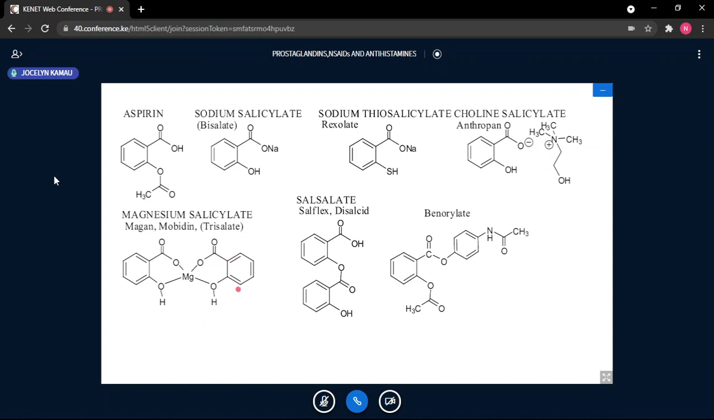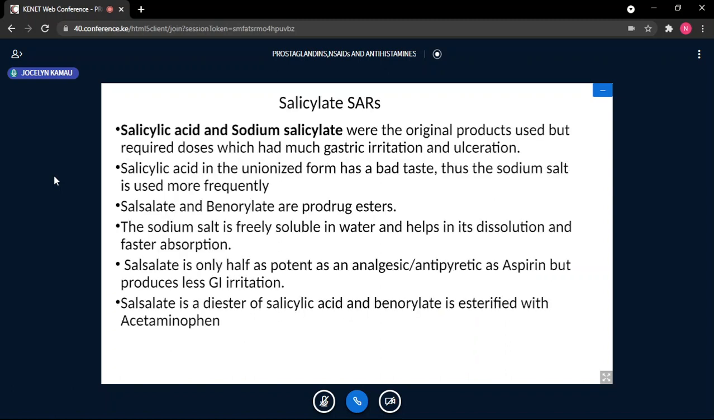Then you have magnesium salicylate, which again, as we said last time, is a complex of 2 salicylic acids. So you complex 2 of them. And then salsalate. Salsalate is again 2 salicylic acids linked through the oxygen. And of course, benorilate is acetyl salicylic acid plus paracetamol or acetaminophen complexed together. If you haven't drawn them, I will send them to you because of time. We need to move. So we are still on salicylates, SAL.